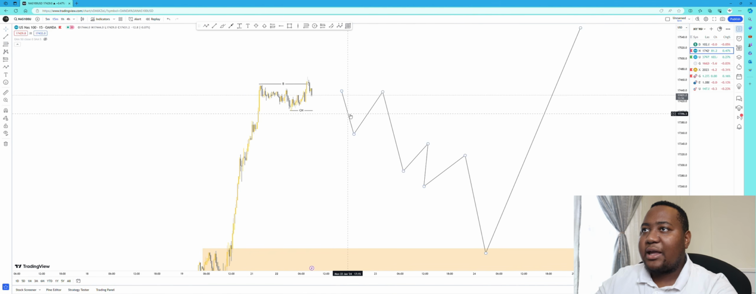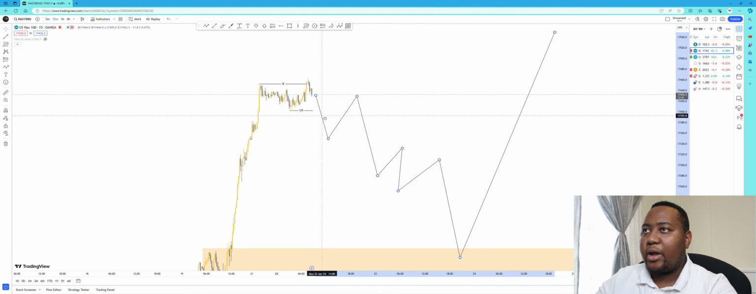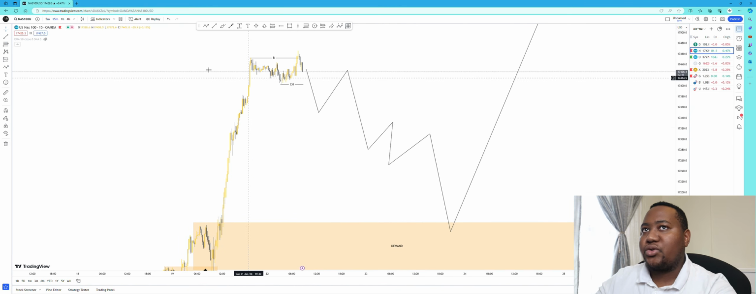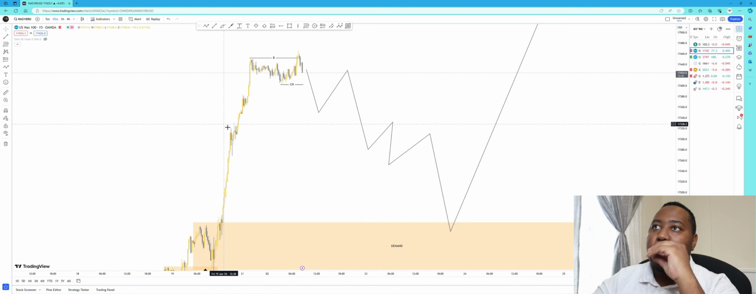Okay, so if we can get the market breaking that, pulling back to this demand level that it just created right now, and then sell, then hopefully I can catch those short-term sells, then we can catch more buys going on, of course, for the month.